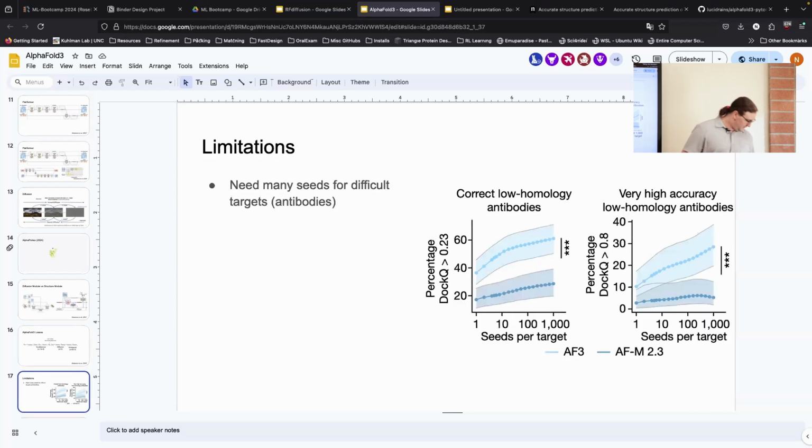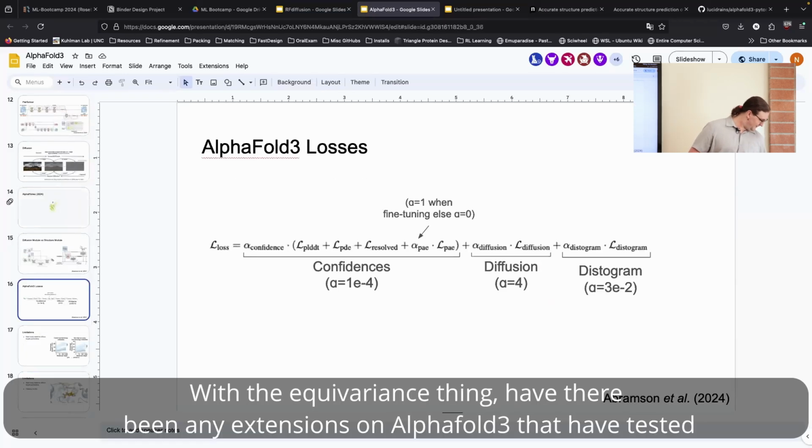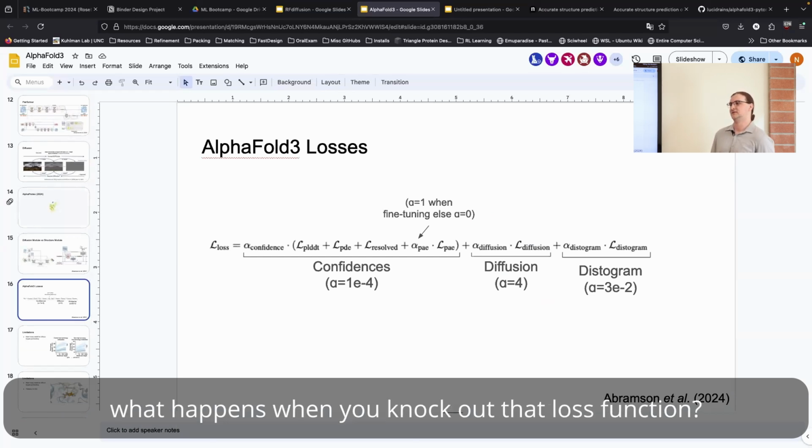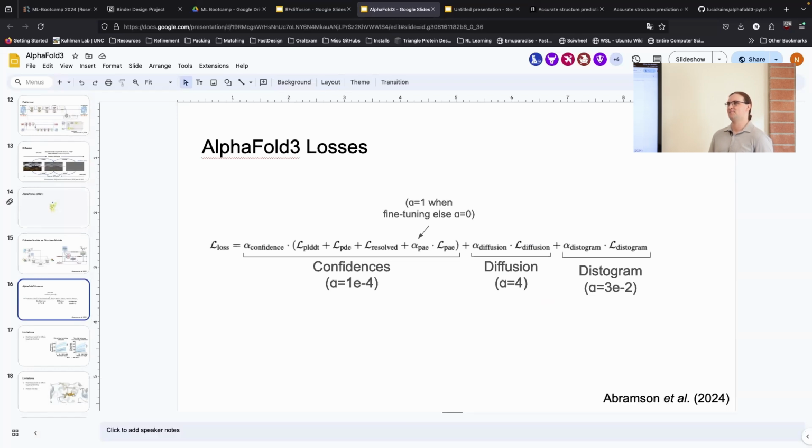Want to talk? Oh yeah. I guess with the equivariance thing, have there been any extensions on AlphaFold3 that have tested what happens when you knock out that loss function? Unfortunately not, just because it's so new and everything. It's still closed source. So we'll talk about it, but there are people trying to replicate results from AlphaFold3, but it's still to be determined at this point. Okay. It's too recent, yeah.